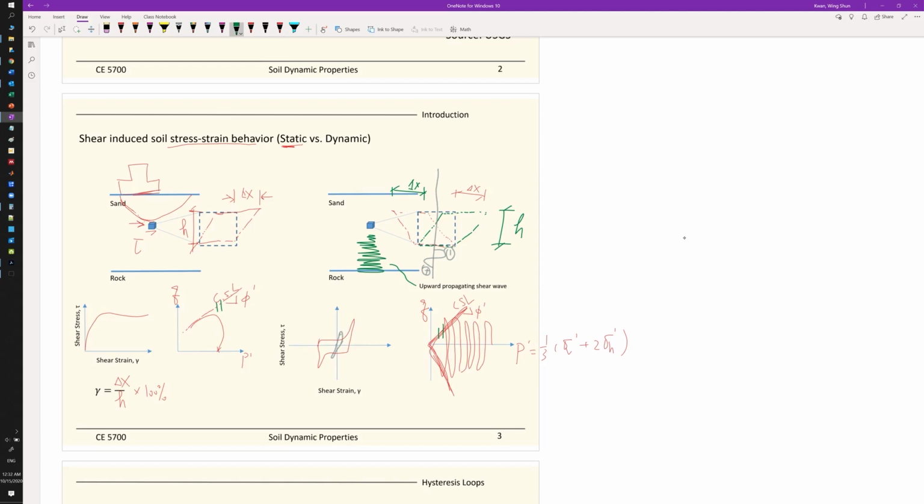So this is a quick picture about the dynamic loading, or the dynamic stress-strain response.